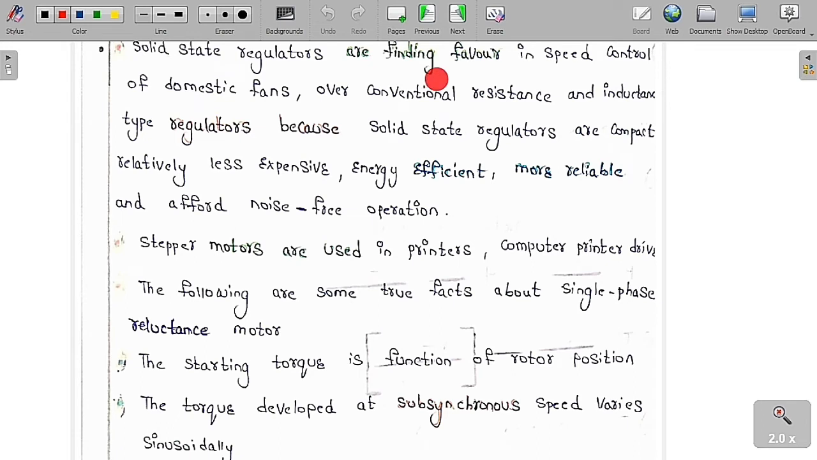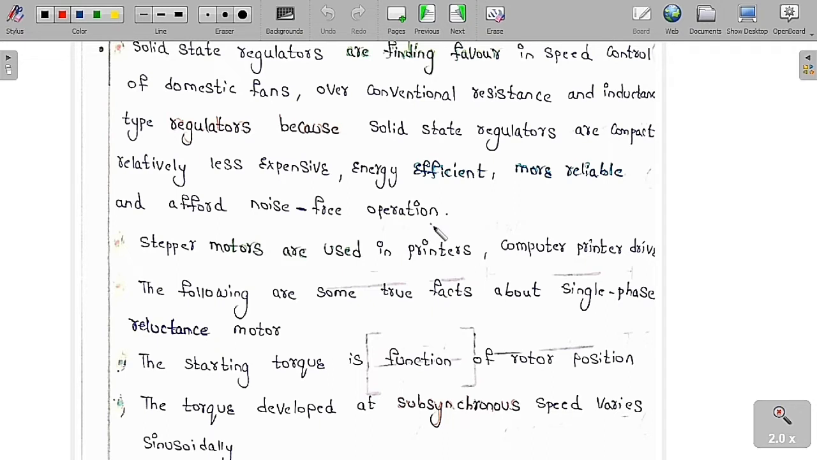Solid state regulators are finding favor in speed control of domestic fans over conventional resistance and inductor type regulators because they are compact, less expensive, energy-efficient, more reliable, and afford noise-free operation. In the previous case, we needed a huge regulator to control the speed of a fan. But nowadays the regulators are small, they occupy less space, they are very efficient, they don't make any noise, and they are also less expensive.